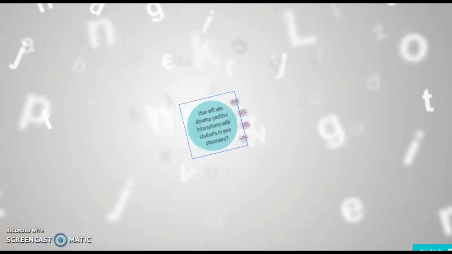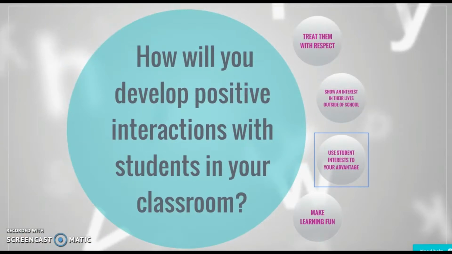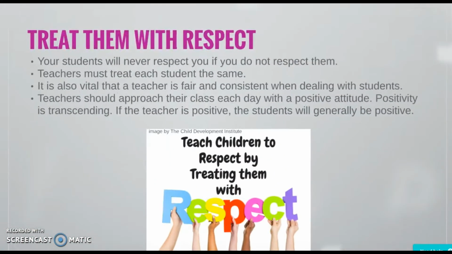Now the question is, how will you develop positive interactions with students in your classroom? The first one is to treat them with respect. Your students will never respect you if you do not respect them. You should never yell, use sarcasm, single a student out, or attempt to embarrass them. Those things will lead to a loss of respect from the entire class.